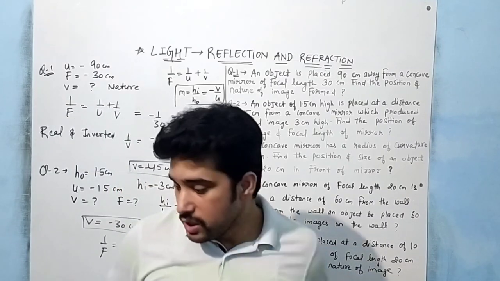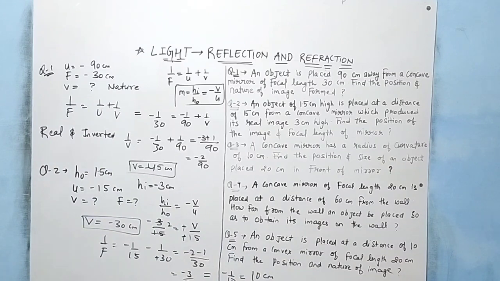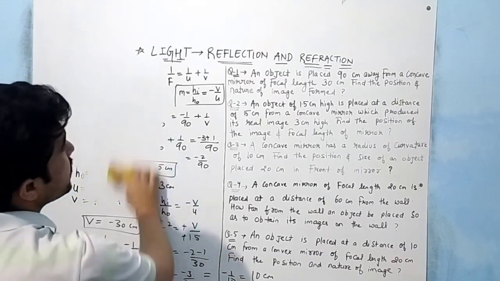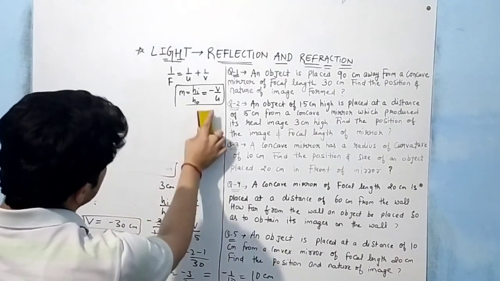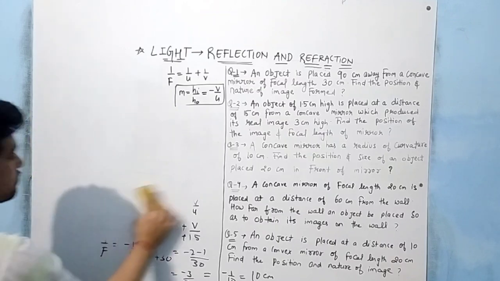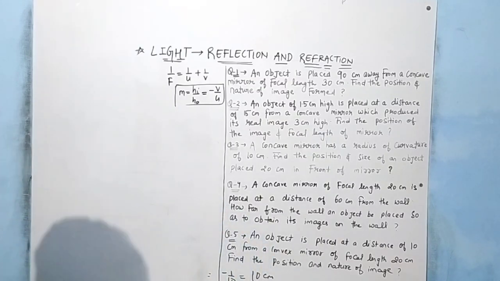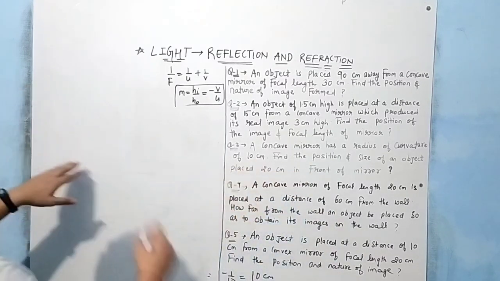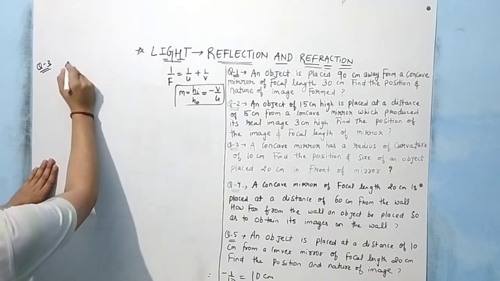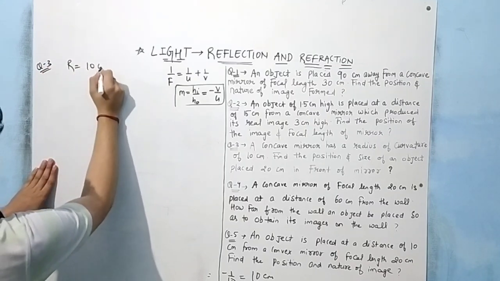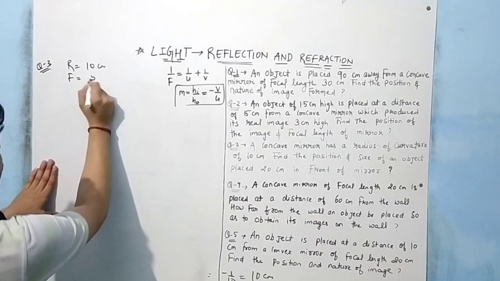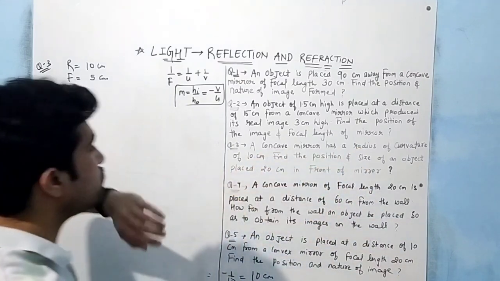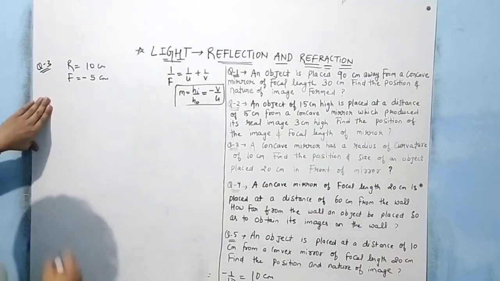Now we will move to numerical number three. In numerical number three, a concave mirror is given having a radius of curvature of 10 centimeter. Which means the focal length is 5 centimeter, and the type of mirror is concave. As you all know, the mirror is concave, so the focal length is negative.